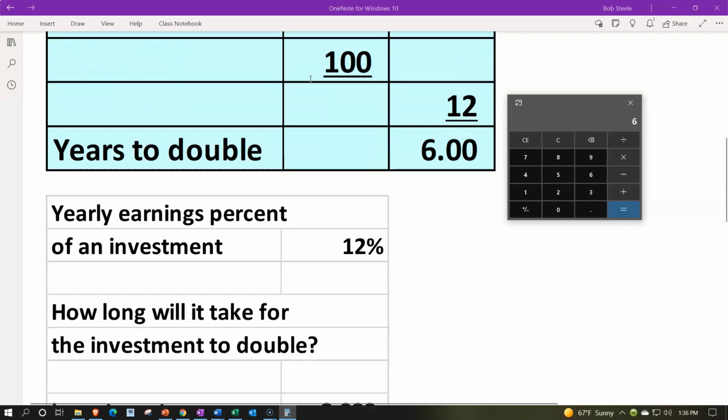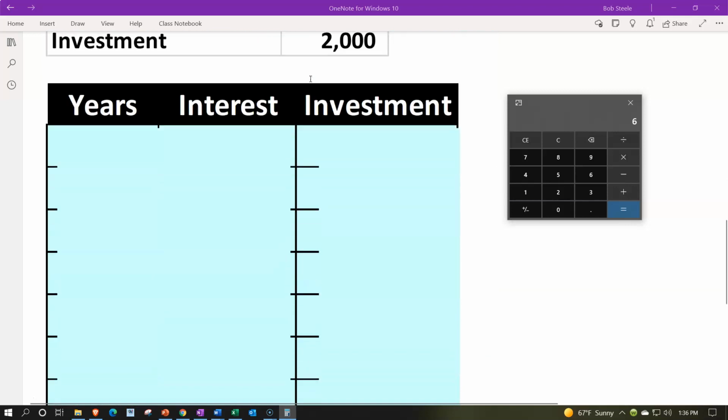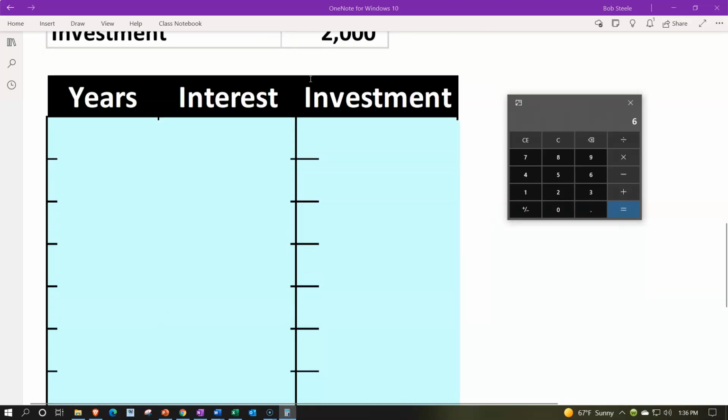Let's go ahead and look at that another way. We're going to do that with the running balance now. This is another thing quite useful to be set up in Excel.